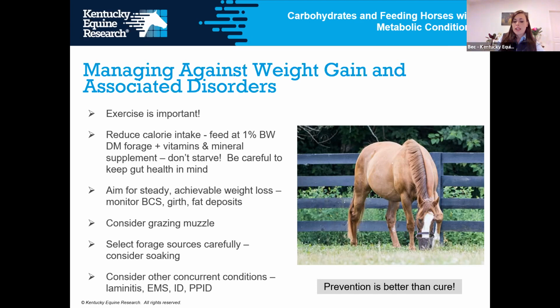So, laminitis, PPID, anything else you need to consider at the same time in conjunction with that horse's age.